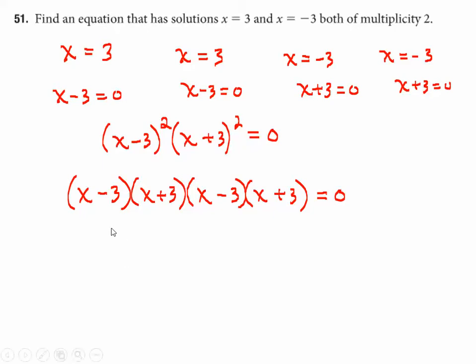All right, and again, we should be able to do this right in one step, right? Because x minus 3 times x plus 3 gives you x squared minus 9. And if you have the same thing over here, that's going to give you another x squared minus 9. Good there so far?